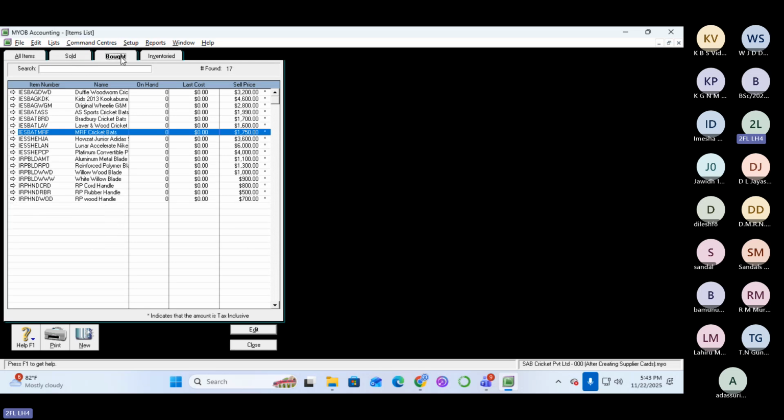When you go to bought, you can see all inventory items except the service items, because I don't buy the service items. Under the inventory tab, all the bought items are appearing because after buying we have to inventory all those items until they are sold. So these three depend on the 3 ticks we have marked under each item. Okay, right. So we can close this items list.